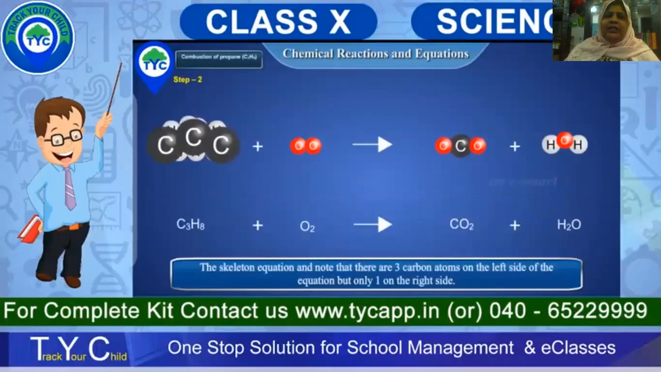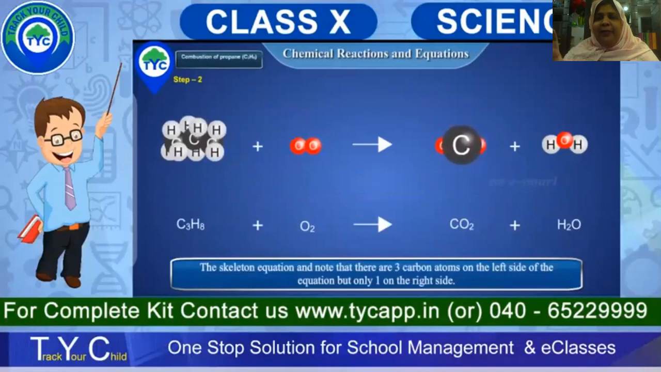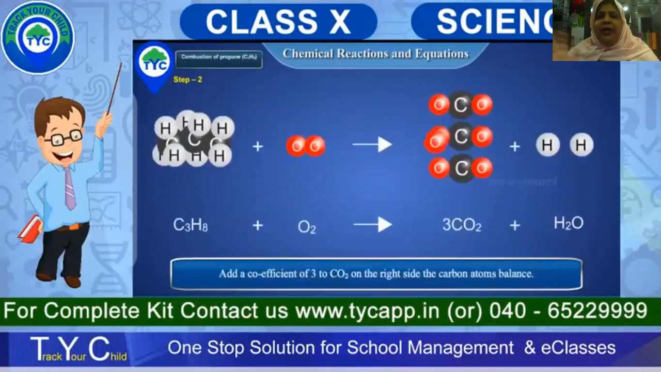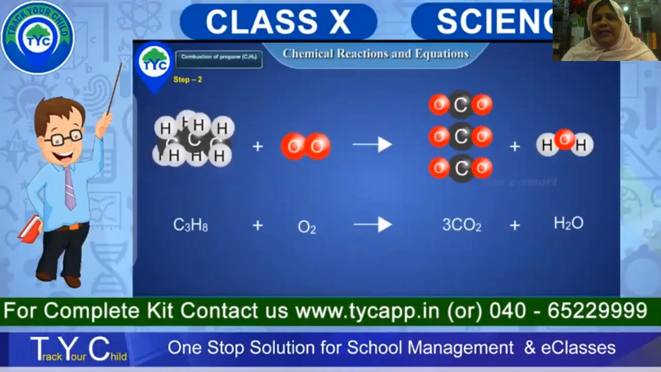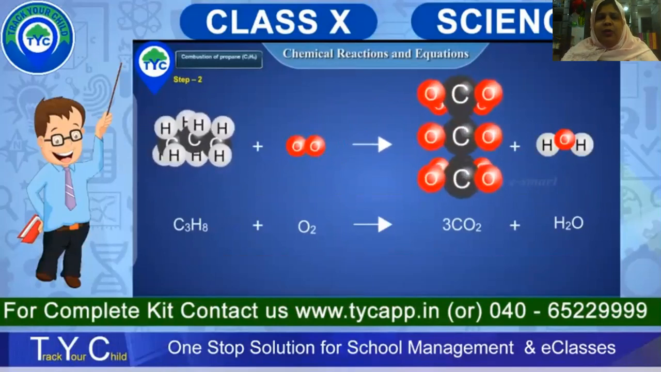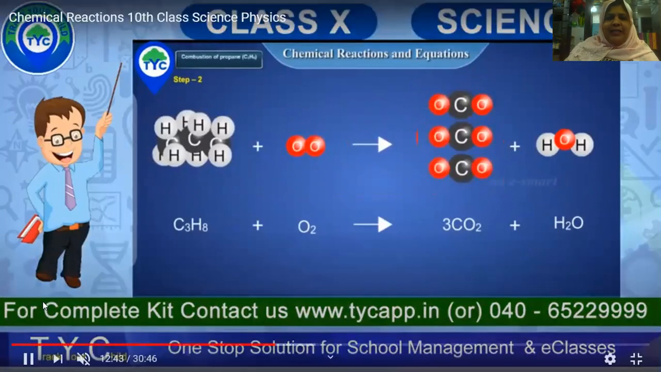So let us see what we can do in the third step. In the first step we took the skeleton. In the second step, we made a table to see these elements on the left and right hand side. And now in the next step, we are trying to balance this equation. So what did we do? Have we balanced this equation?